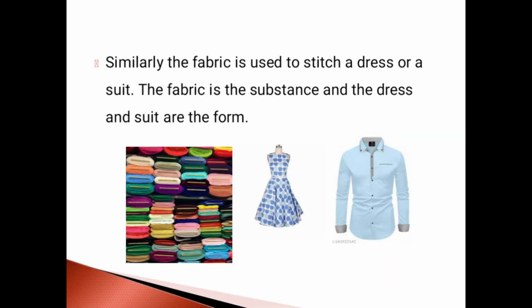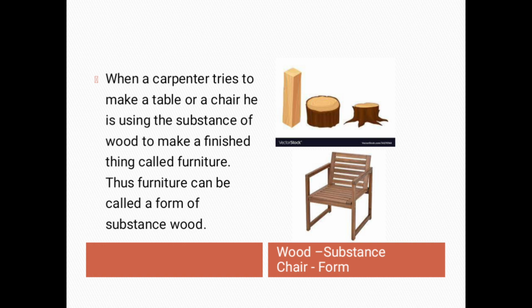Take another example of fabric. We wear clothes and use various kinds of fabrics. Fabric which is used to stitch a dress or any other piece is the substance, and the dress or the suit is the form. Take one more example of carpentry. When a carpenter tries to make a table or chair, he is using the substance of wood to make the furniture. The furniture can be called a form of the substance wood.